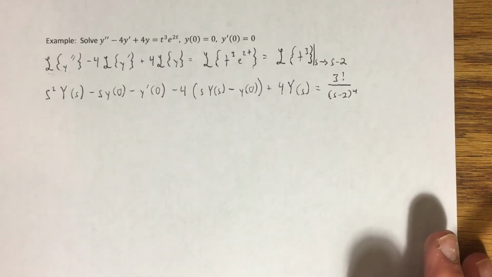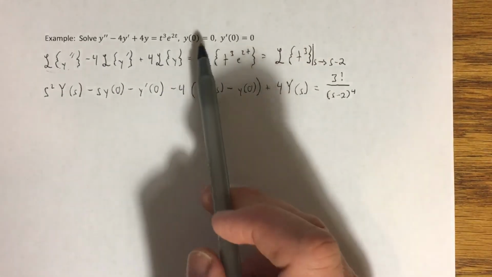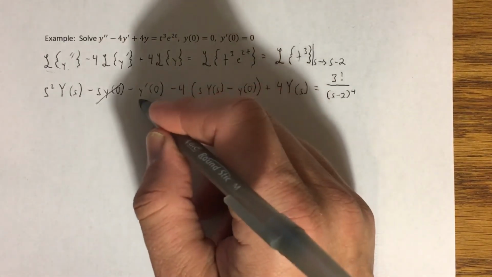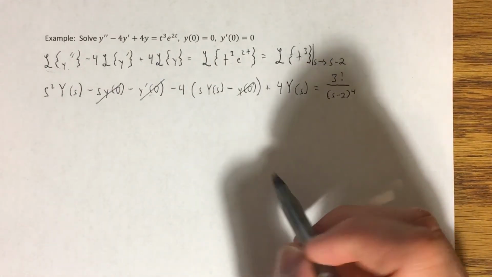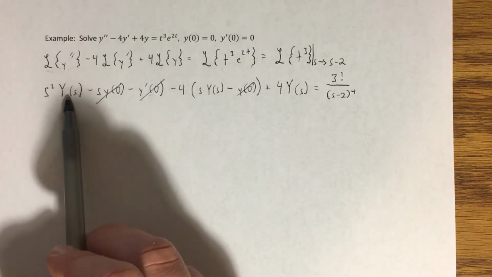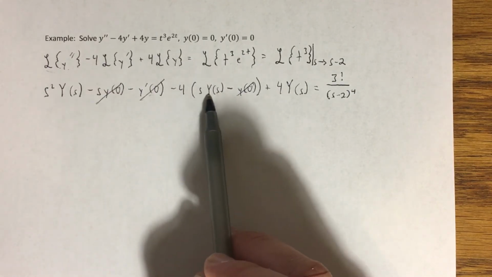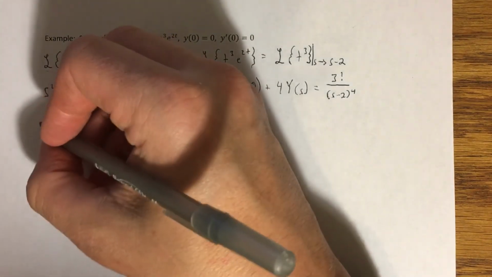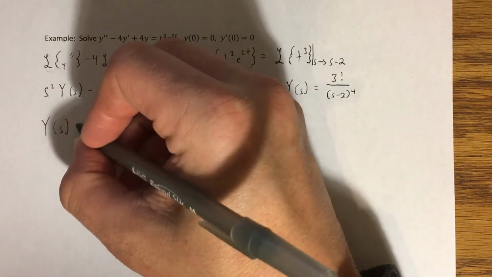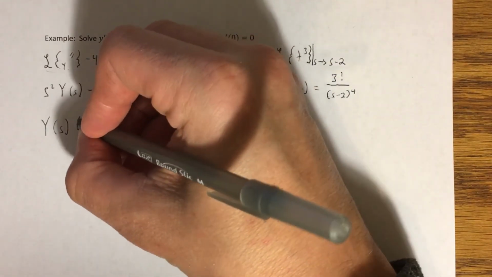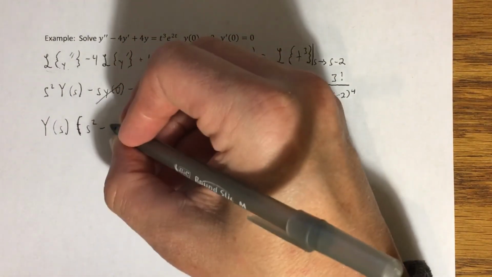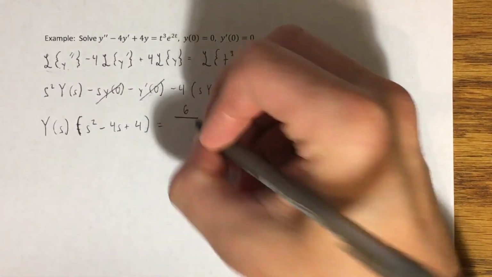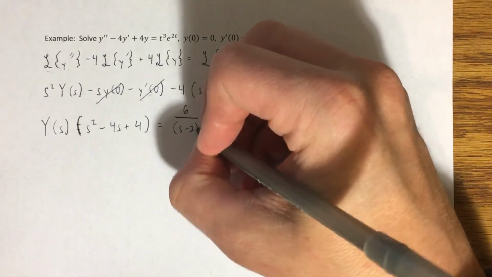So the initial conditions in this case are really convenient because both y of 0 and y prime of 0 are equal to 0, meaning all of these terms are just going to zero out. That leaves me with s squared Y minus 4sY plus 4Y. Each of those 3 remaining terms has a capital Y of s in them, so I can factor that out. That's going to give s squared minus 4s plus 4 equals 3 factorial, which equals 6, over s minus 2 to the 4th.